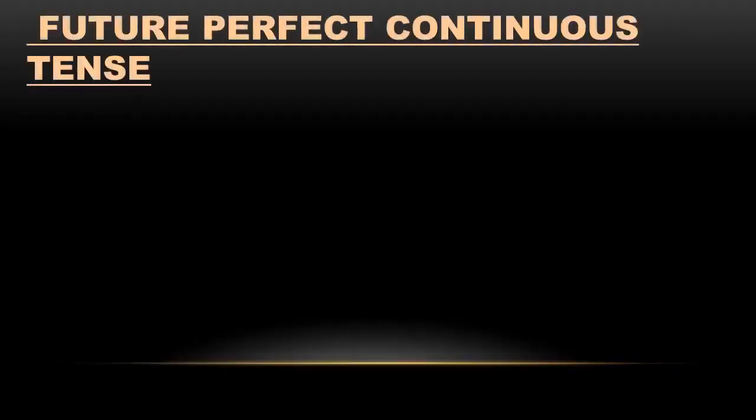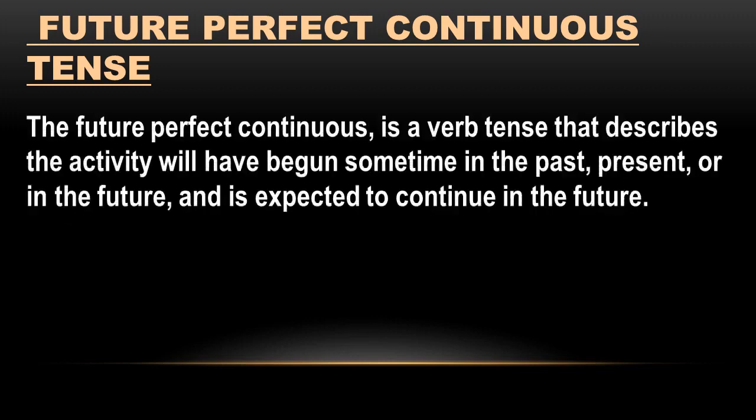Now the last type of future we have is the future perfect continuous tense. The future perfect continuous is a verb tense that describes an activity that will have begun sometime in the past, present or future and is expected to continue in the future.